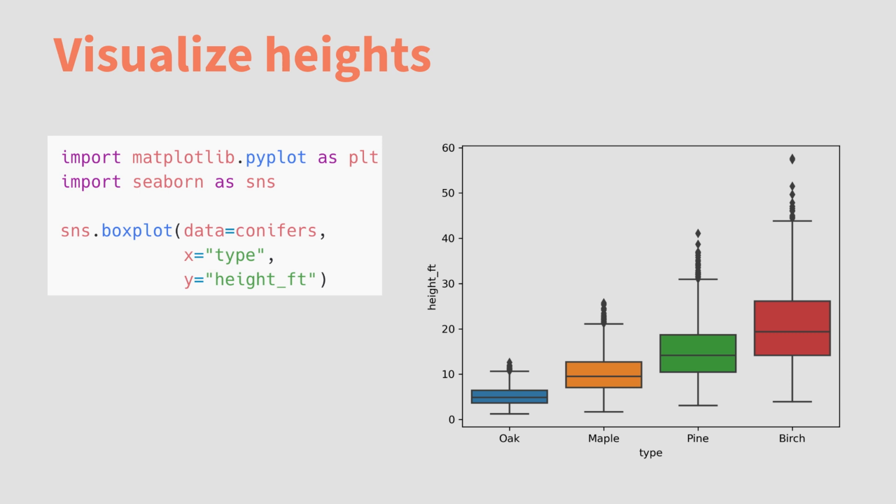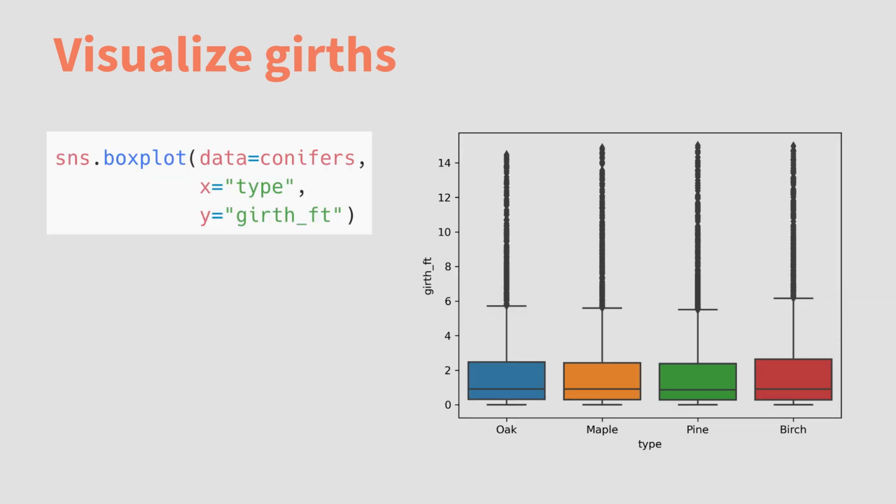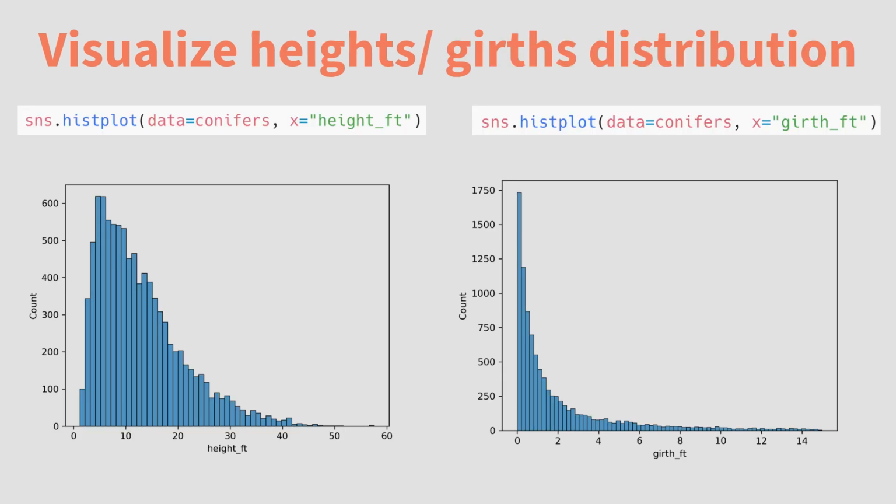Pause here and try to do the same for the girth variable. Here is the box plot for the girth variable. We have set the y variable here as girth. Another way to visualize numeric data is to use a histogram to look at the distribution of heights and girths. This can be done by using the histplot method in seaborn, where we set x to the numeric variable we are interested in.